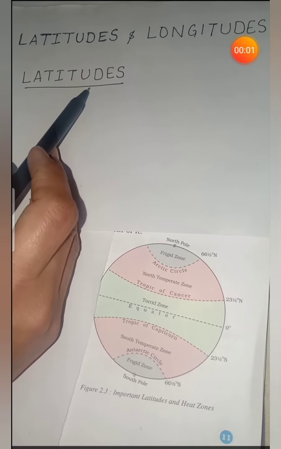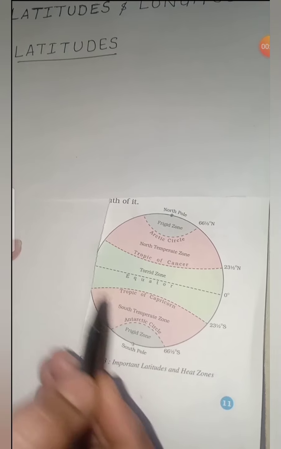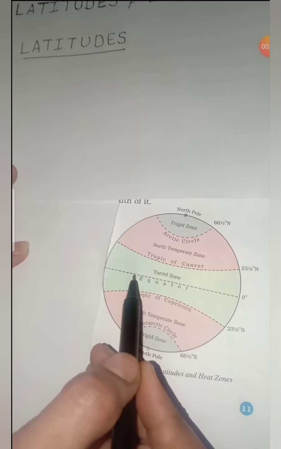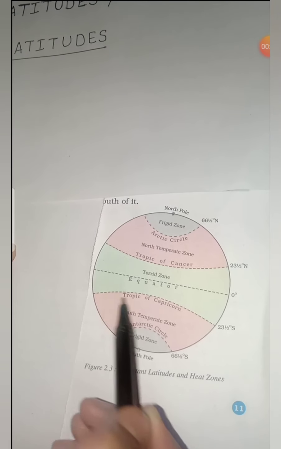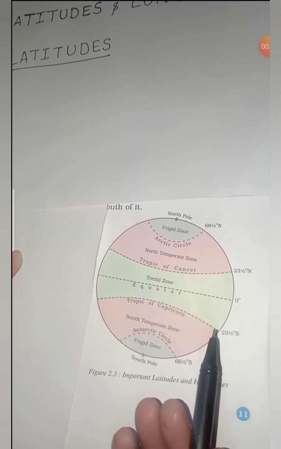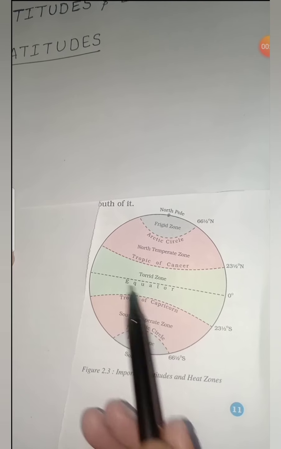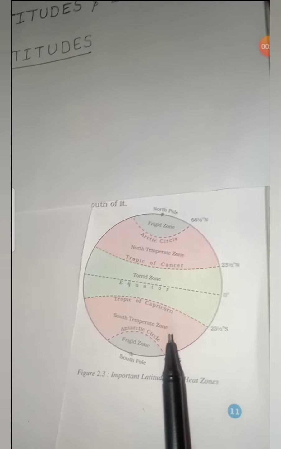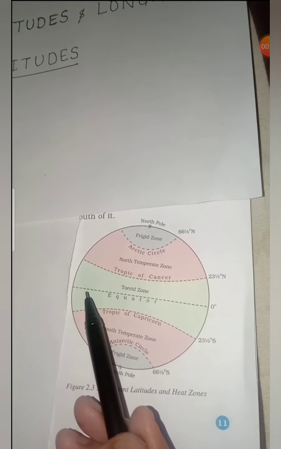Let us discuss latitudes. Latitudes are measured in degrees. They circle the earth from the east to west direction. The distance between the latitudes is always the same, as they are parallels of latitude.